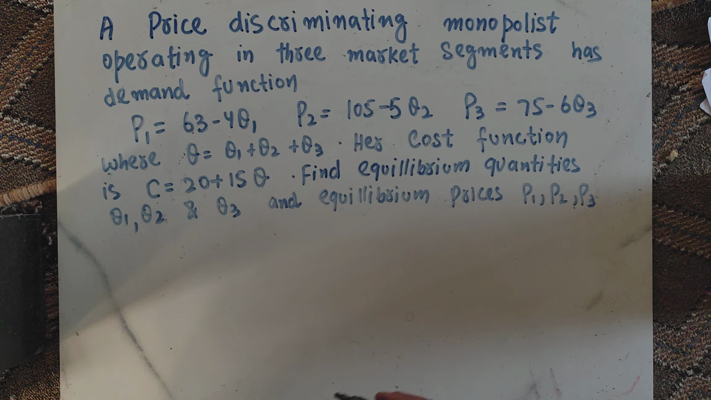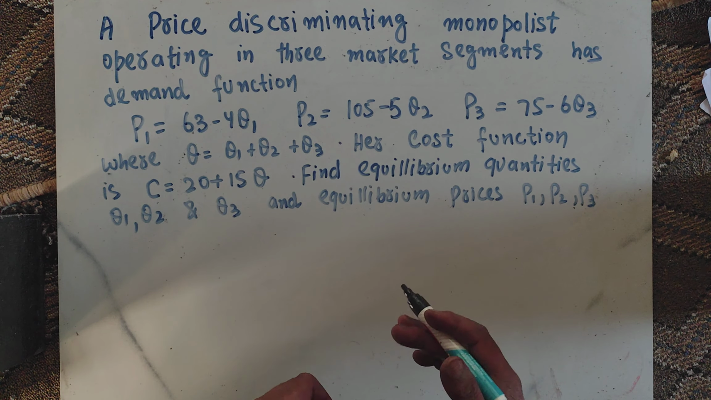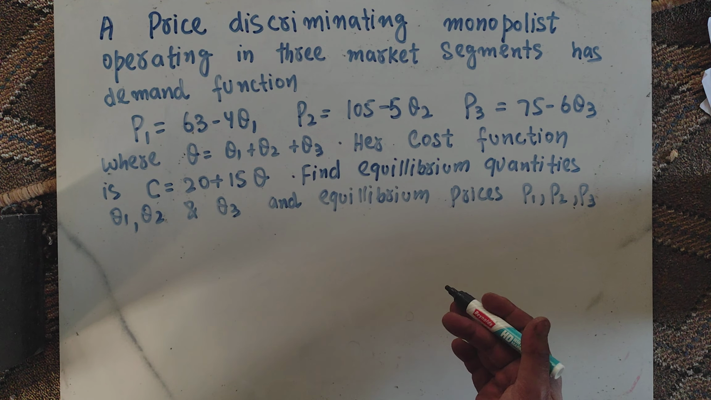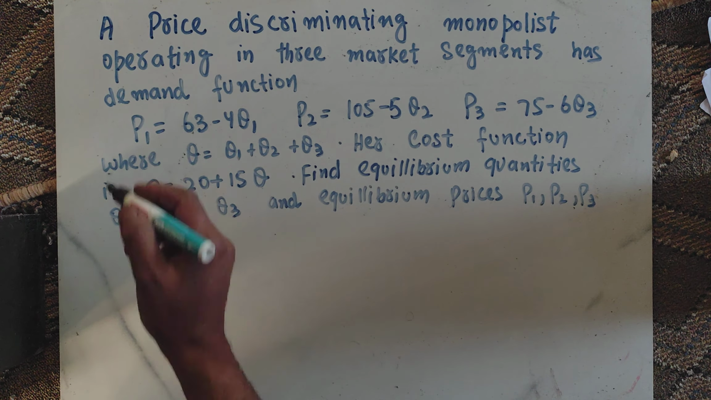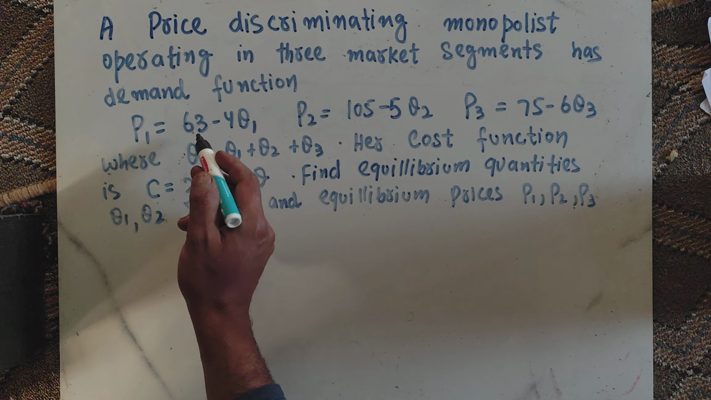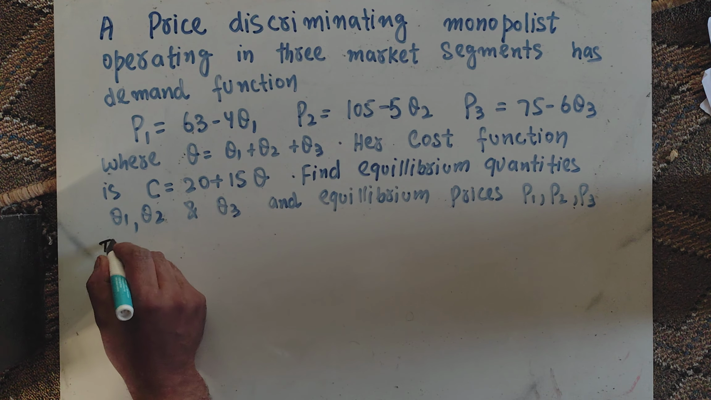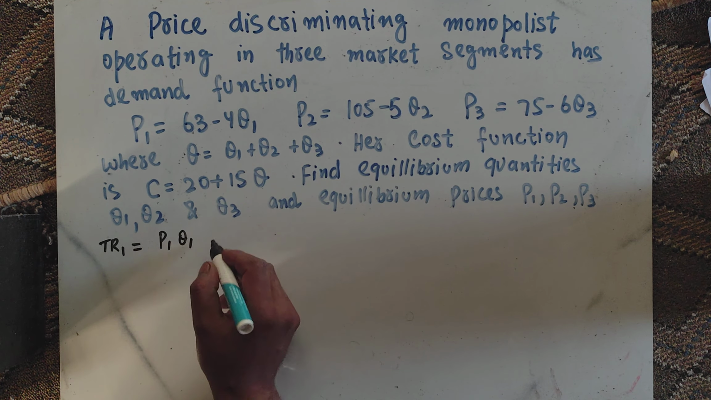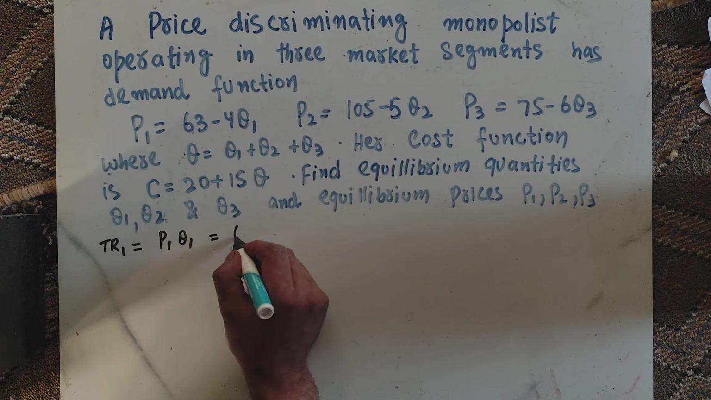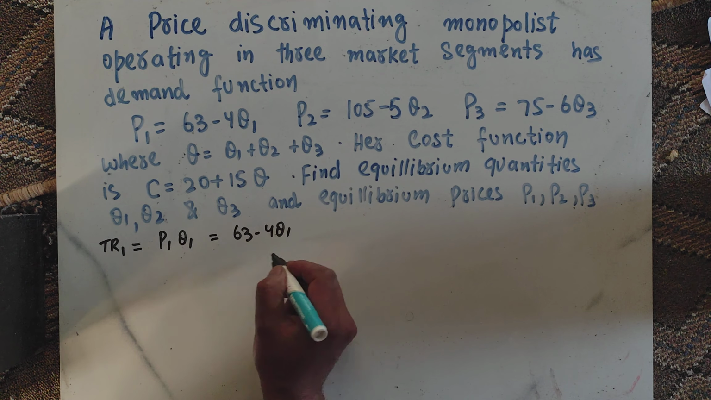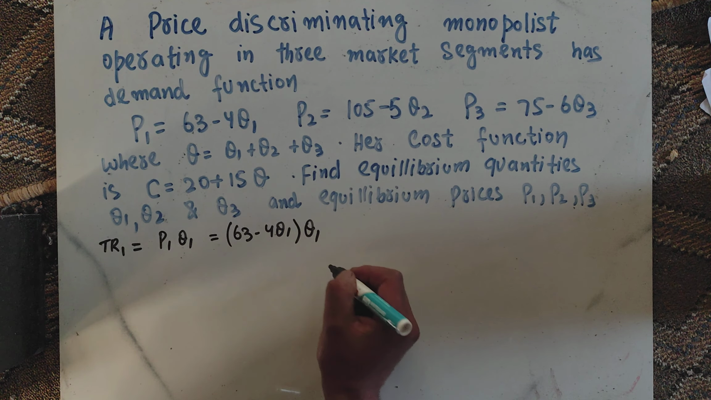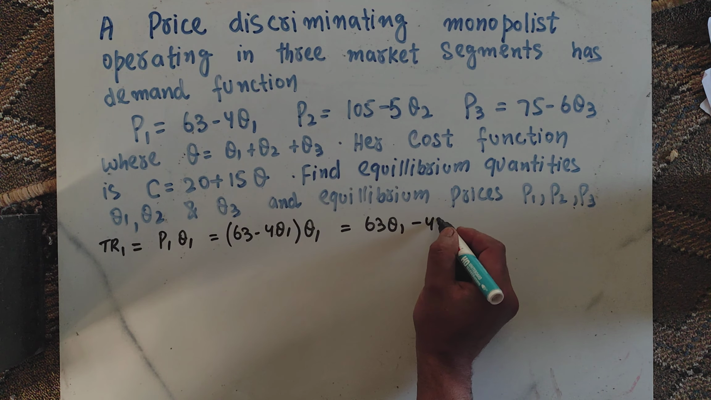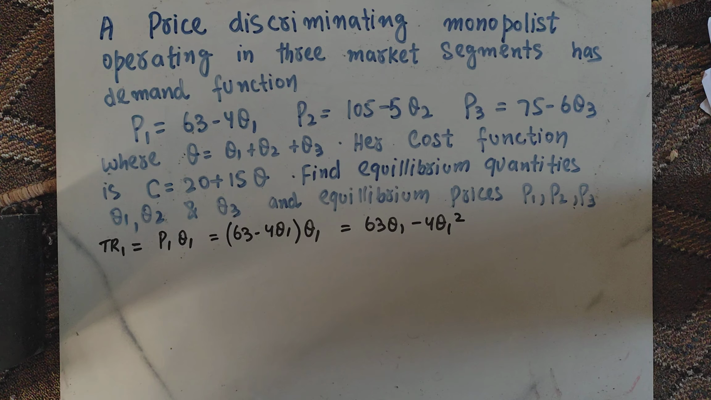For a discriminating monopolist, what will she do? She will equate the marginal revenue with the marginal cost in each of the markets to maximize her profits. So in the first market, since P1 equals 63 minus 4Q1, we need to find the total revenue function in the first market, which will be equal to P1 times Q1. So P1 is 63 minus 4Q1, and we multiply by Q1. So we get 63Q1 minus 4Q1 square.